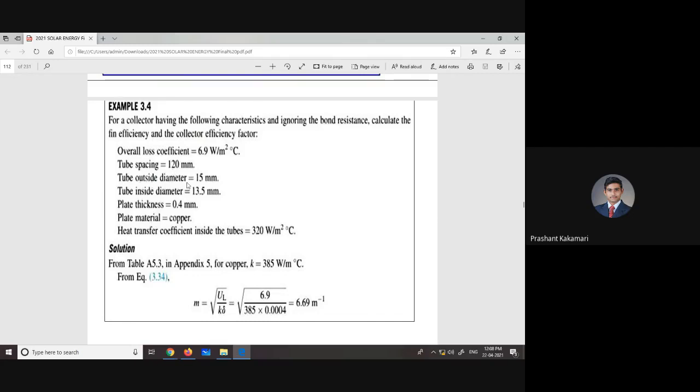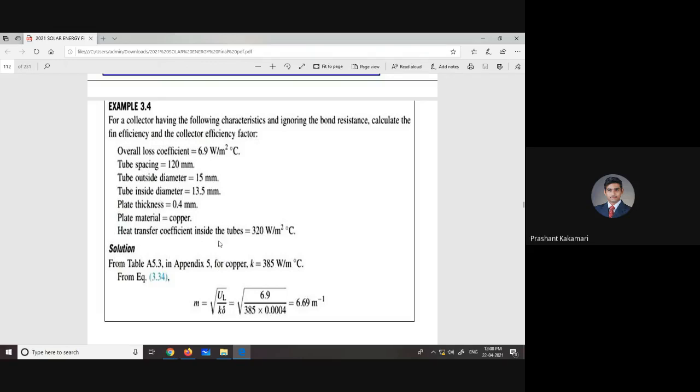Tube outside diameter D0 is given 15 mm. Tube inside diameter Di is given 13.5 mm. Plate thickness, absorber plate thickness is 0.4 mm. Plate material, so the absorber plate is made up of copper here. For copper, you can write in the question itself, the conductivity of the copper is 385 watt per meter degree centigrade. So this value you can take for the copper as the conductivity of the copper material.